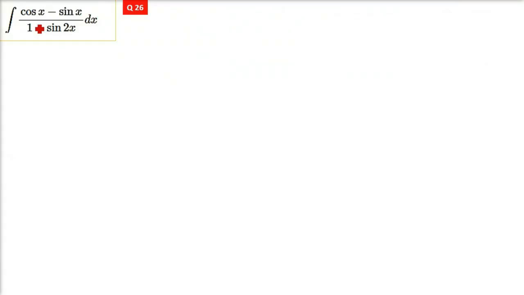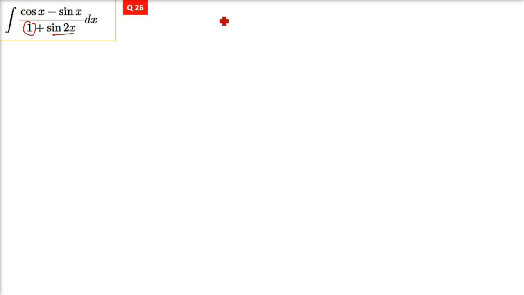Write it. Cos x minus sin x divided by 1 plus sin 2x. Now we have sin x and cos x, we have 1 also. So this 1 can be written as sin square theta plus cos square theta. And this sin 2x can be written as 2 sin x cos x. We can get sin x plus cos x whole square in the denominator, and when we take sin x plus cos x as t, we are going to get cos x minus sin x in the numerator.